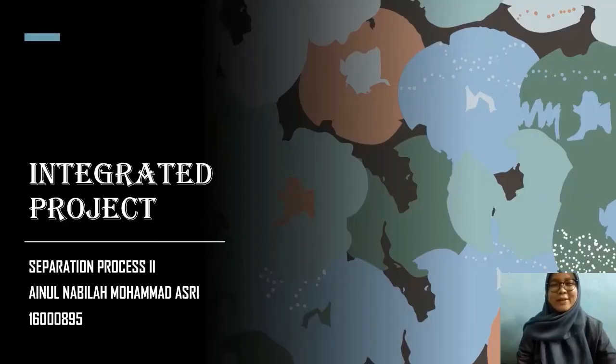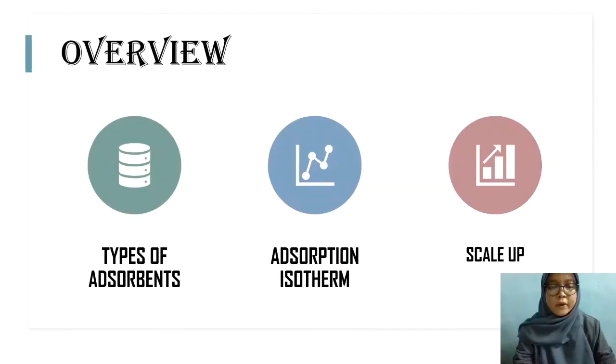Assalamu alaikum and hello everyone, I'm Nabila, and in this video I will be talking about the adsorption process. In the hydrogen production process, the last step will be adsorption, which is used to purify and enrich hydrogen before it goes out. For the overview of this whole video, I will be talking about types of adsorbent, adsorption isotherm, and scale up, which involves breakthrough curve, adsorption tower design, PSA process, and scale up calculation.